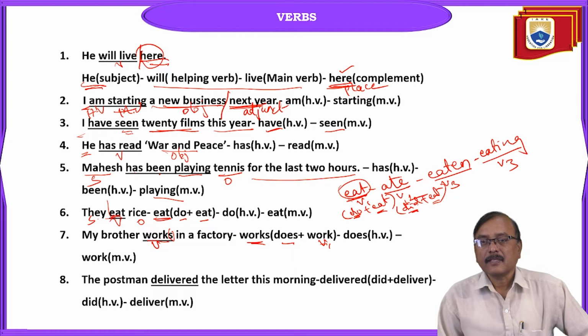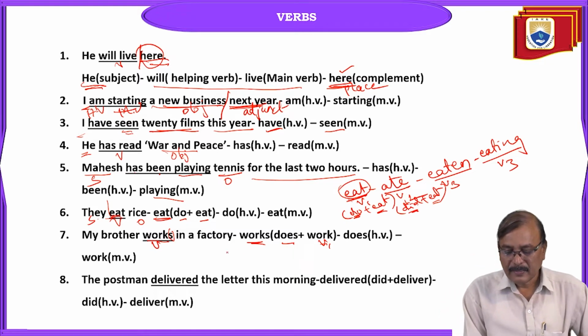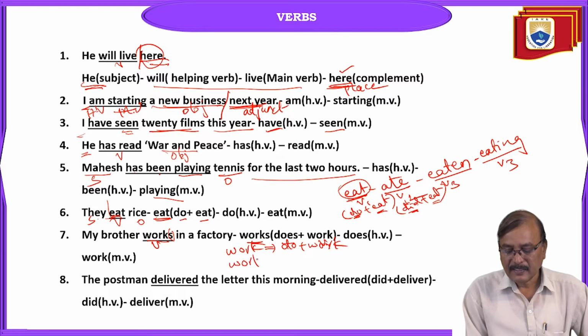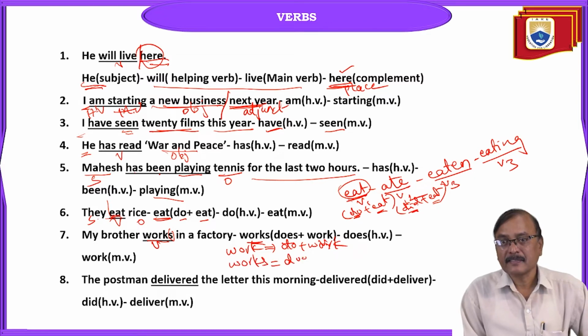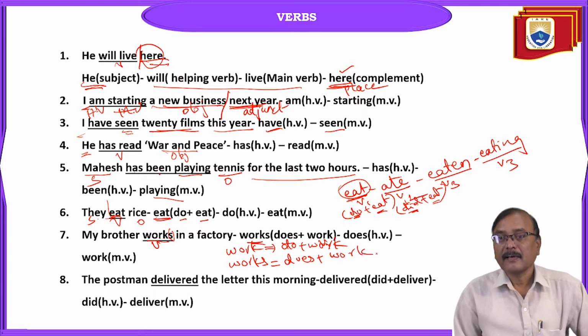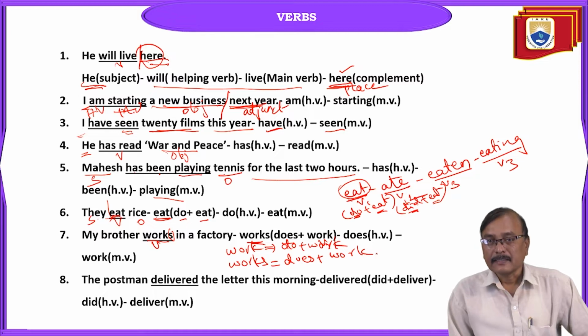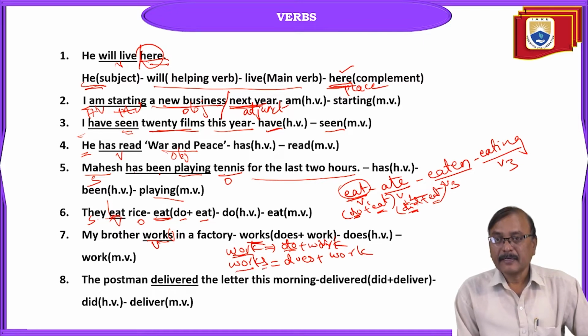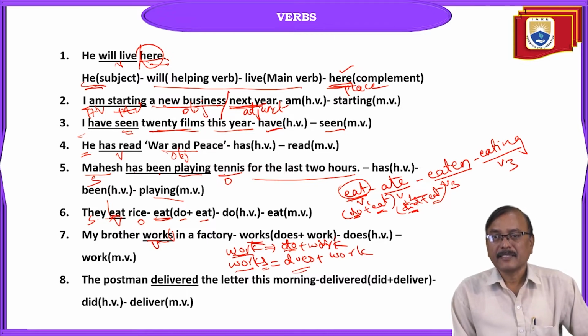Okay. So, you know here, work is the combination of do plus work. Right. If it is works, it is the combination of does plus work. In the base form, the helping verb is do. If it is added by s or es, we have to remember that there is a helping verb within it, that is does.